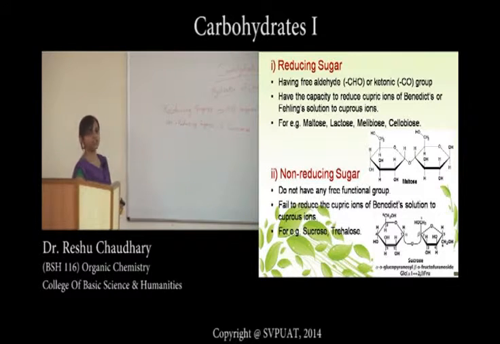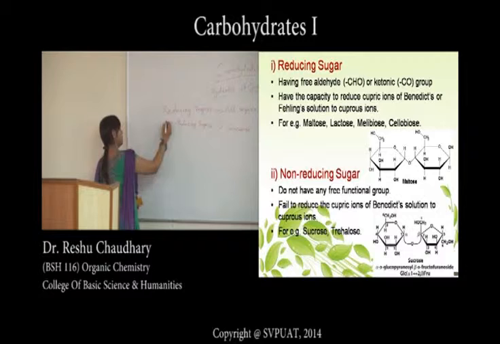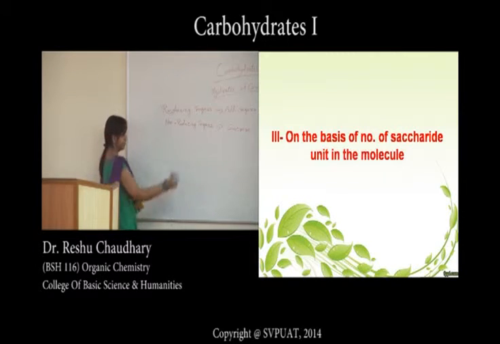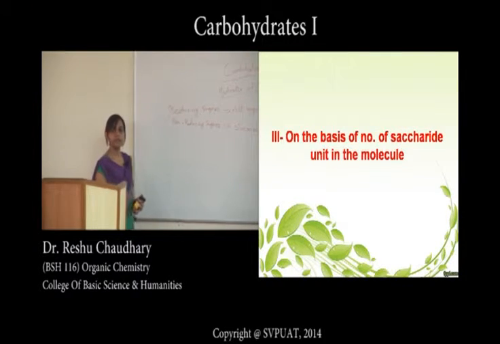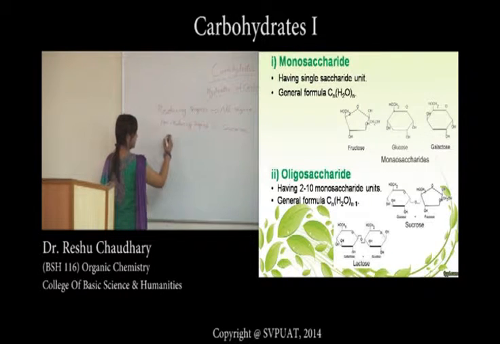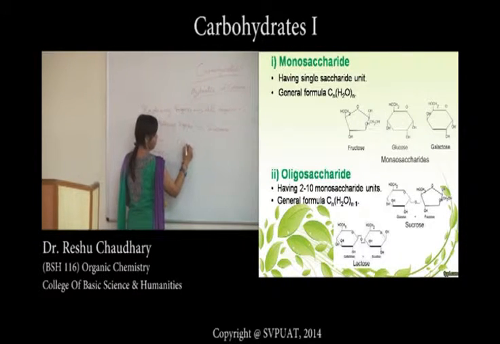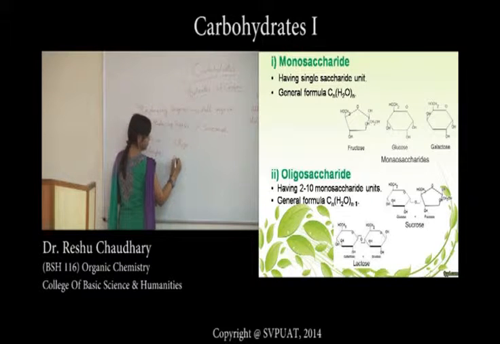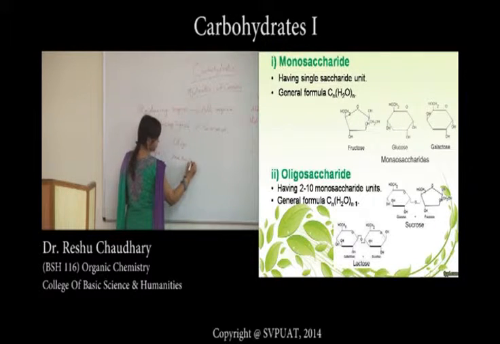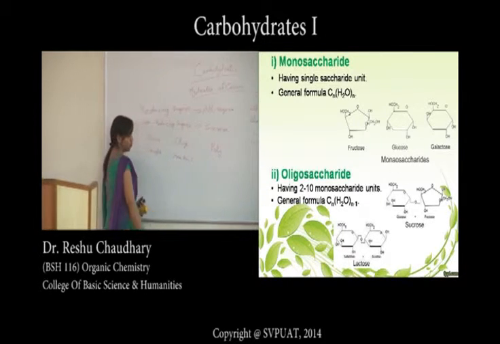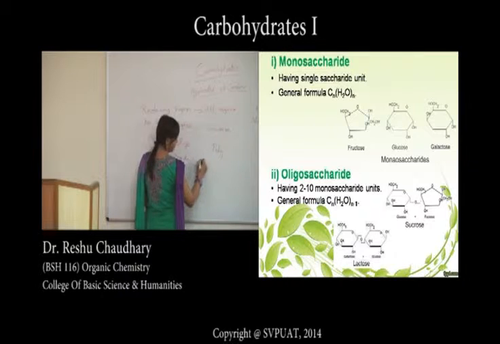Another type of classification is on the basis of the number of monosaccharide molecules present in the carbohydrate. As we know, monosaccharide is the single unit of carbohydrate. Mono means single. Then oligo, more than 2. And the last one is polysaccharides, more than 5.